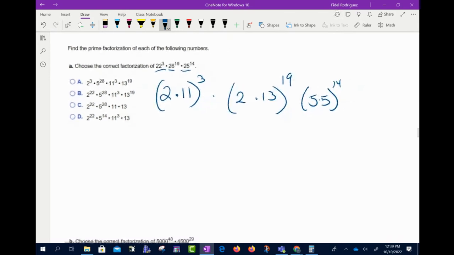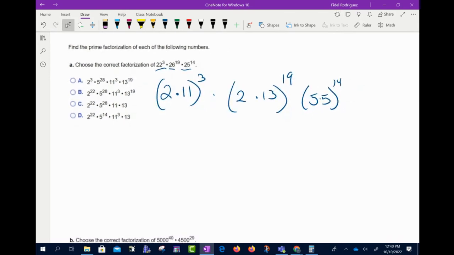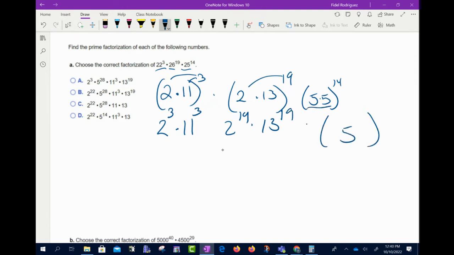Okay, so look, what I'm going to do now, we're going to go ahead and distribute those powers, right? So the power is going to go here, and the power is going to go here. That's 2 to the third, and that's 11 to the third. And this is 2 to the 19, and that's 13 to the 19, okay? Now, 5 times 5 is the same thing as 5 squared being raised to the 14th, okay? We're going to fix that part in 1 second.